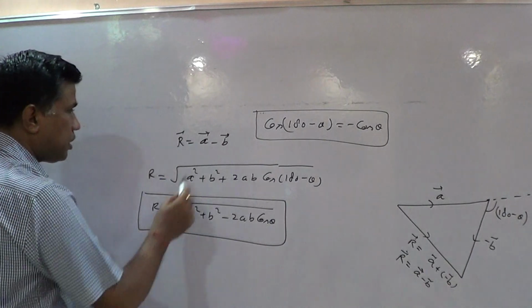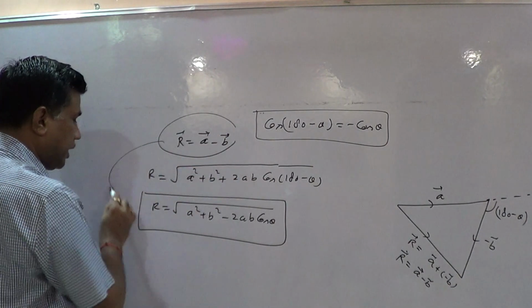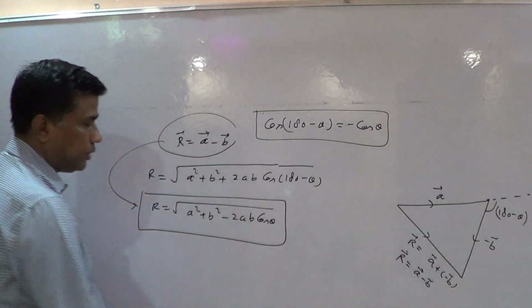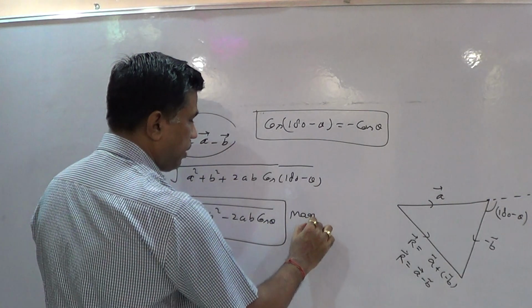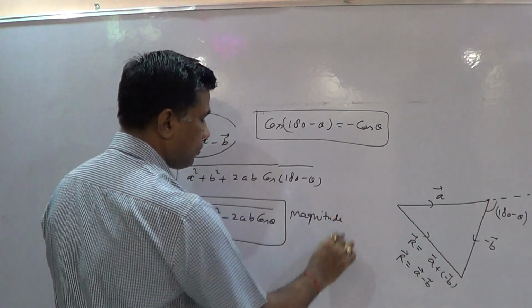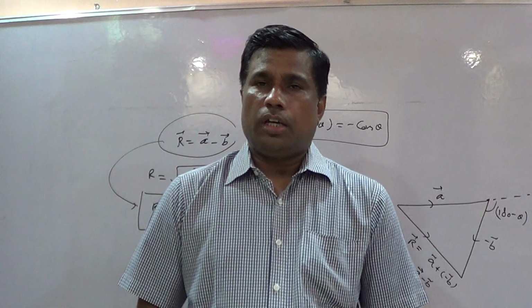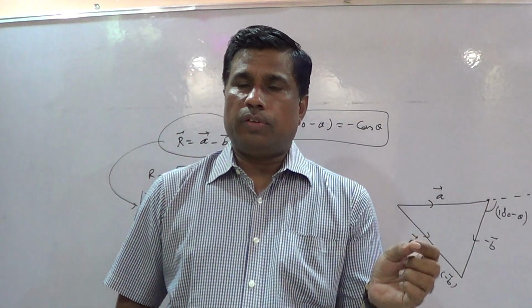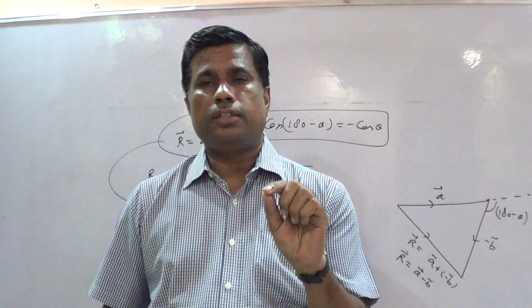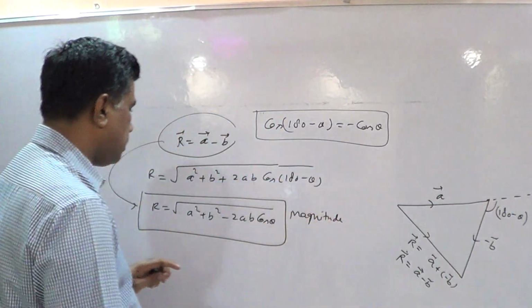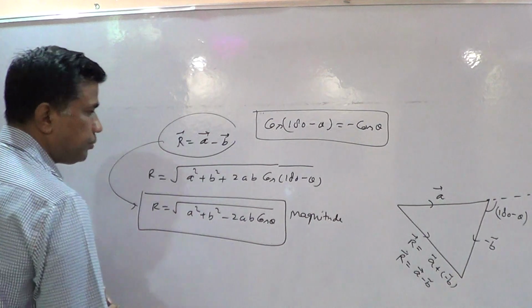So when you see this formula, immediately write this formula to find the magnitude of subtraction of two vectors. So by this formula we can find the magnitude of vector A minus vector B. Now, if we subtract one vector from another, we will find the resultant is also a vector. So we should express its direction also.